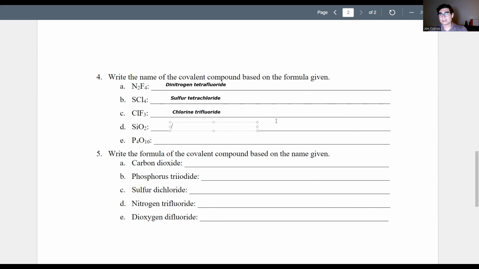This is SiO2. This is silicon dioxide, commonly found in quartz, a rock. There are two oxygens, so that's a di. And then we have tetraphosphorus. Remember, see how these names stay the same for the first ones. Phosphorus, dinitrogen, not nitride or anything. So tetraphosphorus. And then this is decoxide, not deca.